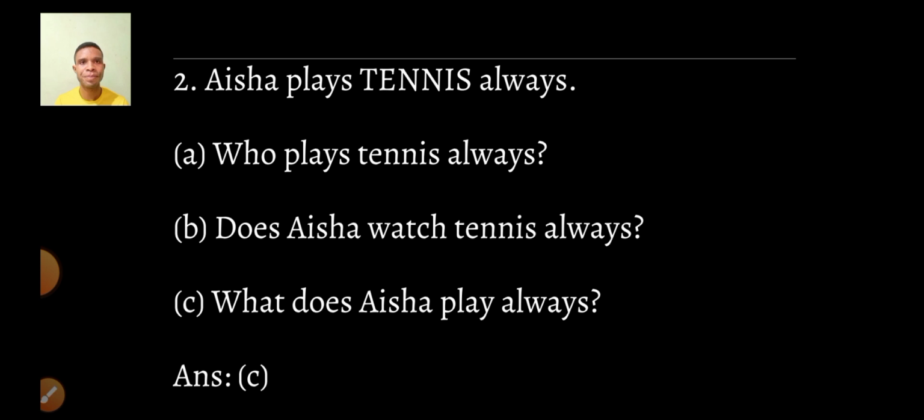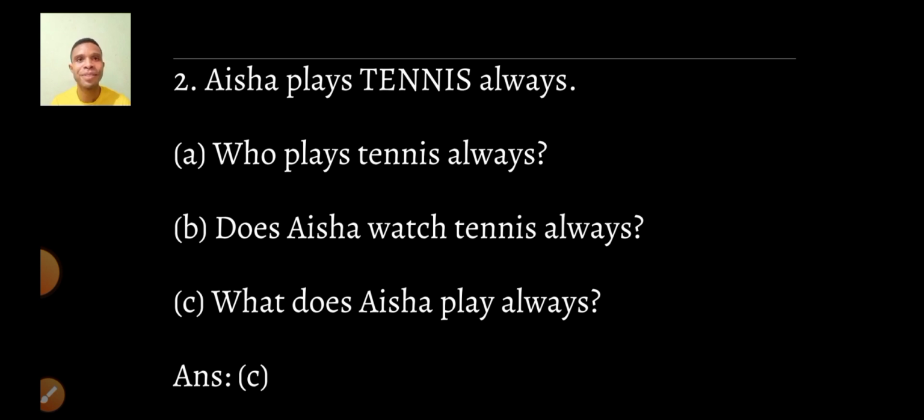Another example. Aisha plays TENNIS always. The stressed word is tennis. Look at the options. A, who plays tennis always? B, does Aisha watch tennis always? C, what does Aisha play always? Again, the stressed word is tennis. Which of the options there does not contain tennis? The answer is C. What does Aisha play always? That is the correct answer.